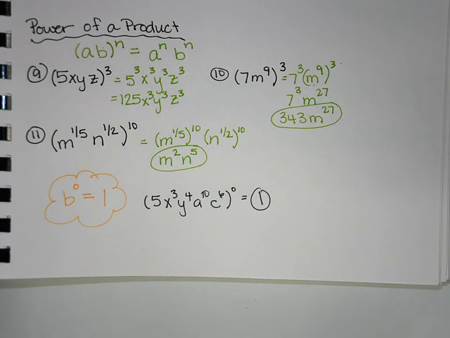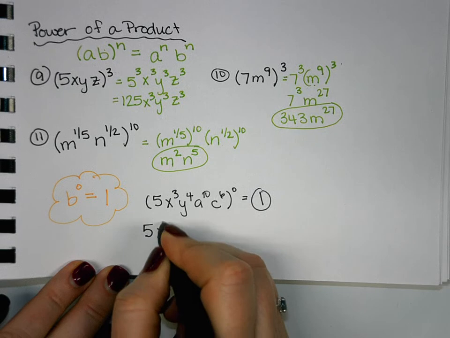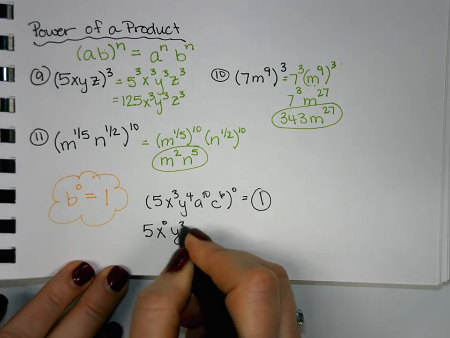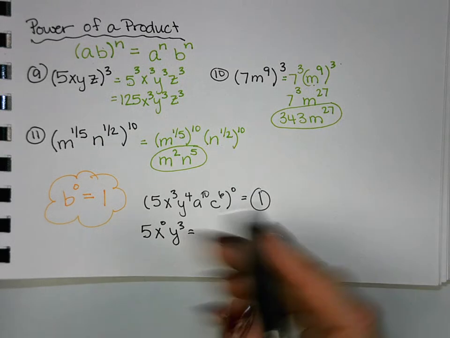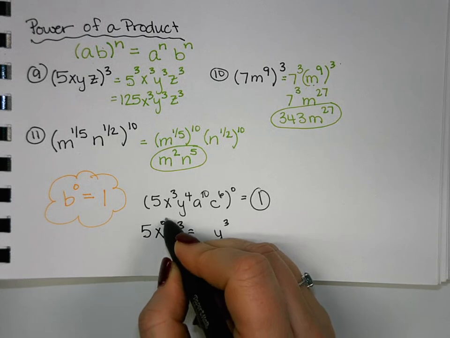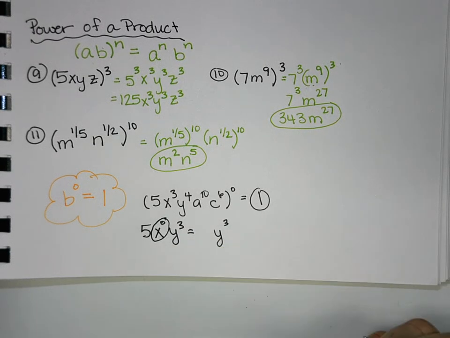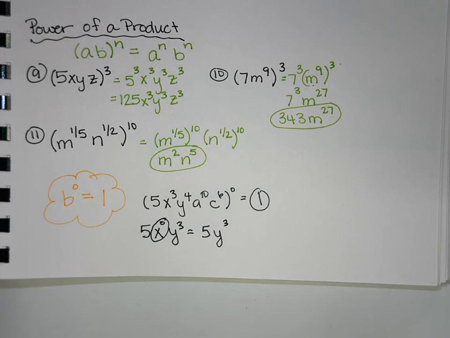Okay? If you had something like 5x to the 0, y to the 3rd, what would that equal? So, 5y to the 3rd. The y to the 3rd will be there, but so will the 5, because only the x to the 0 will become 1. Everything else will stay there. So you are going to have some 0 powers thrown in as well.